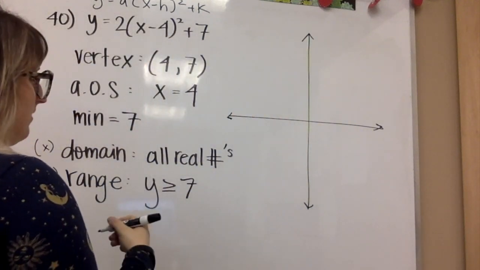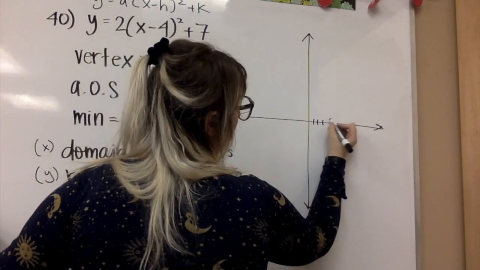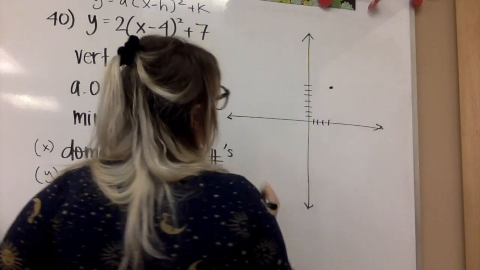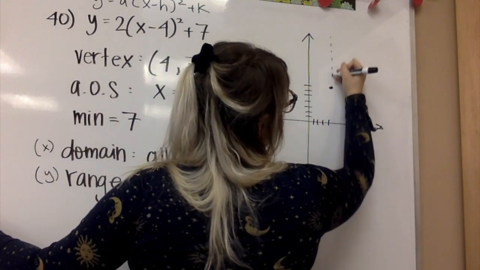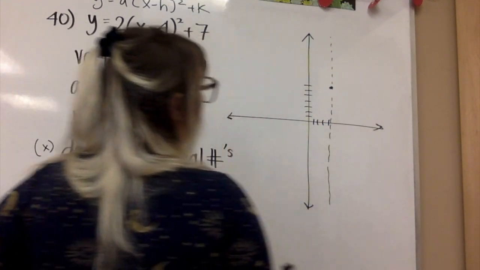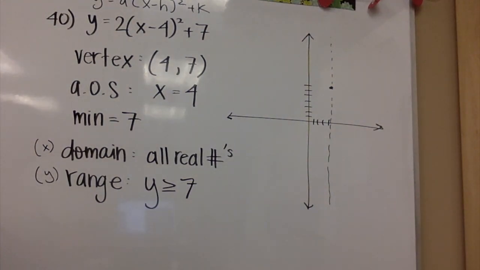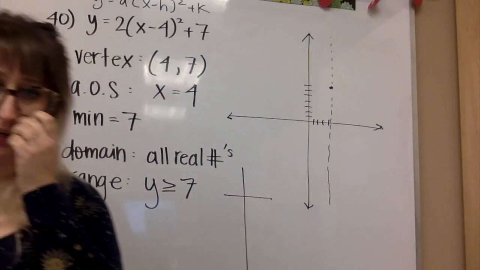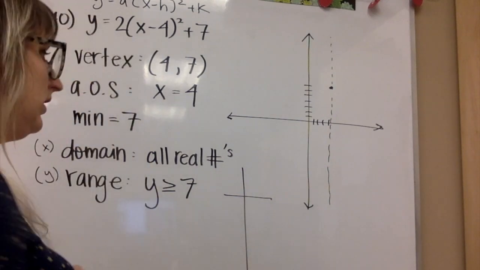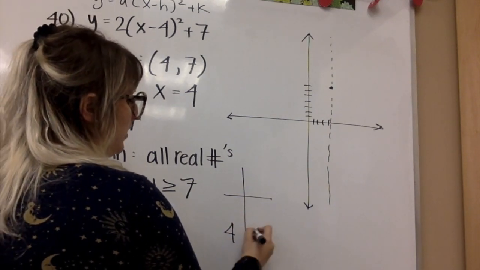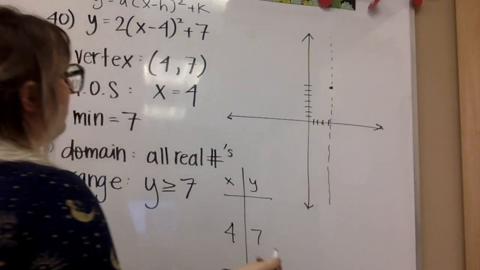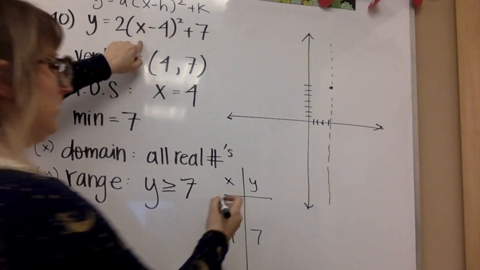So our vertex is at 4, 7. So 1, 2, 3, 4. 3, 4, 5, 6, 7. All right, so it means our axis of symmetry is there at 4. And then you guys are just going to have to play the table game. Feel free to use your graphing calculator and figure it out. But my suggestion is to have 4, 7 in the middle and be like, okay, well, what's going on at 3? So plug it in.